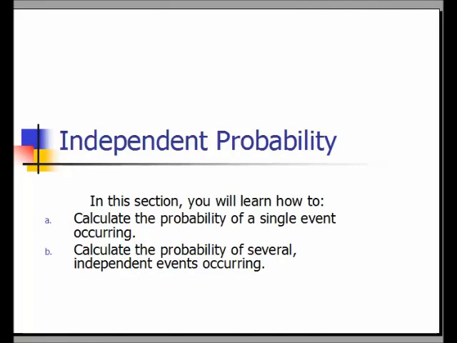This section is on independent probability. In this section, you will learn how to calculate the probability of a single event occurring, and you will learn how to calculate the probability of several independent events occurring.